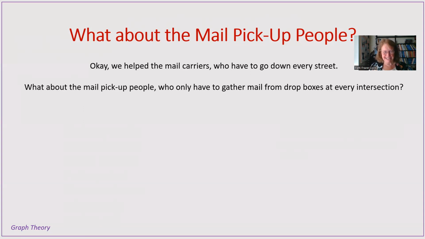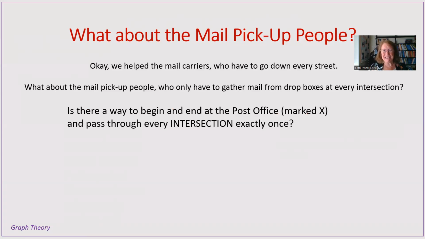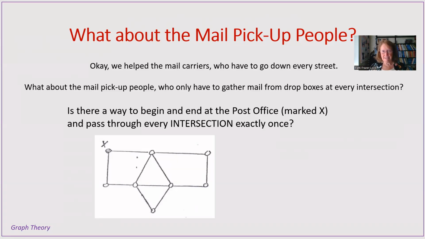So now the question is, is there a way to begin and end at the post office? So we're still starting and ending at X, and pass through every intersection or every dot exactly once. So here's an example. So I'll give you a minute to think about this. Can you start at X? Can you move around the graph in a reasonable way as if you were driving on the streets or walking on the streets, and pass through every dot, not every edge, every dot, exactly once? I'll let you think about that.